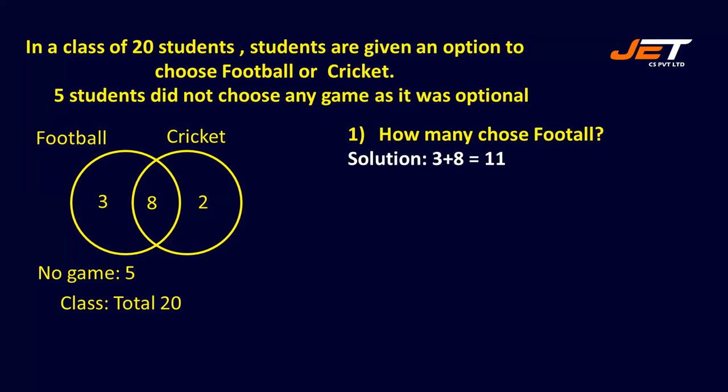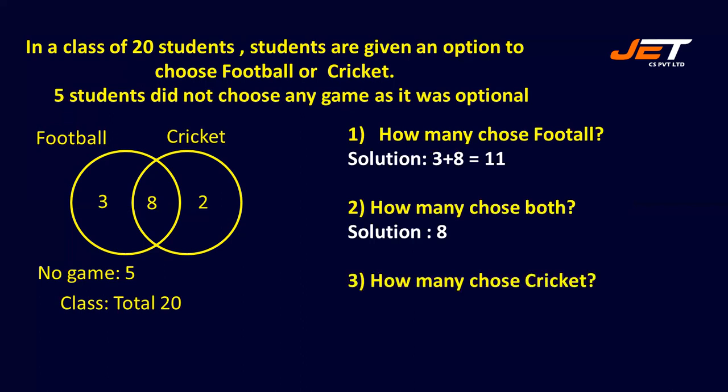Yes, the question is, how many choose football? And the answer is 3 plus 8, which is 11. So 3 students play only football, 8 students who play both football and cricket. So ultimately they play football, isn't it? So we have to add 3 plus 8, which is 11. Your next question is, how many choose both? So obviously the intersecting or the overlapping part, which is 8. So 8 students choose both football and cricket.